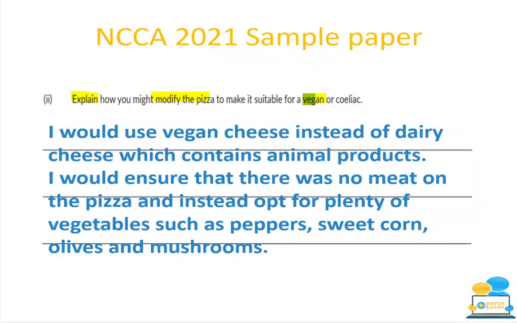A sample answer here that I have written is I would use vegan cheese instead of dairy cheese, which contains no animal products. Okay, so you don't want any dairy cheese. I would ensure that there was no meat on the pizza, and instead I would opt for plenty of vegetables. So you're thinking of peppers, sweet corn, olives, mushroom, any vegetables you can write there, but you have to make sure that it says there's no meat and no fish. Not that you'd want fish on a pizza, but you just need to make sure that you're being explicit. So there is a sample answer there.